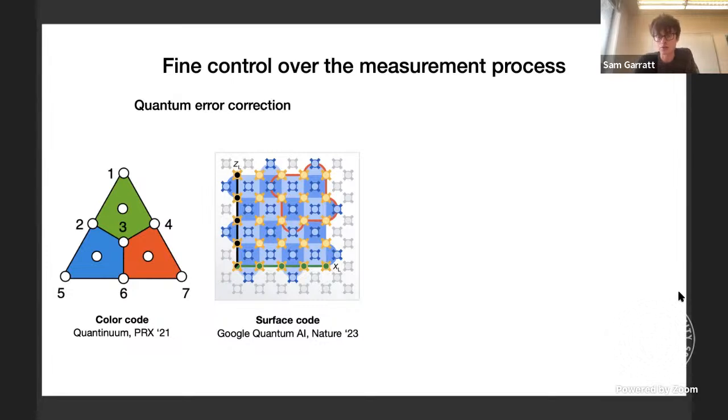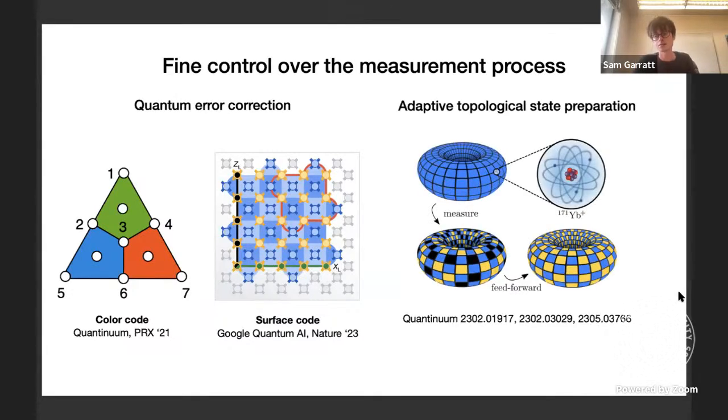So developing control of the measurement process is very important for this, and also from a purely scientific perspective. Measurements have also been used recently to prepare topological states, which had not previously been encountered in nature. These are some additional papers from Quantinuum where they were able to prepare both abelian and non-abelian topological order using local measurements of qubits, spin halves, and local unitary feedback.